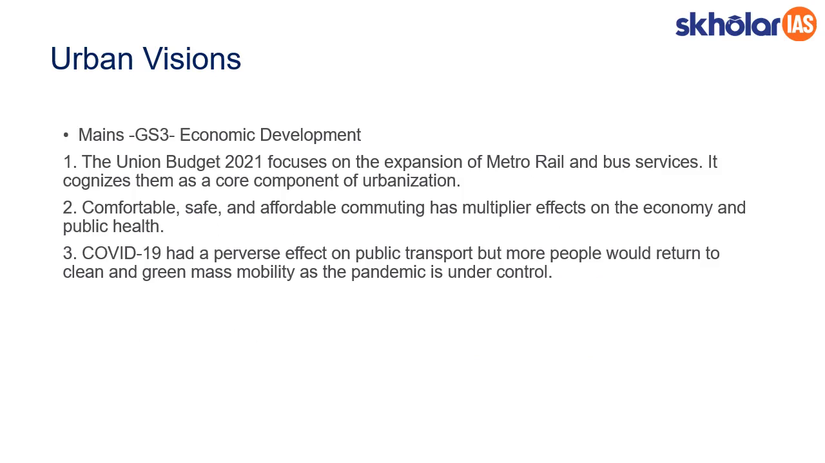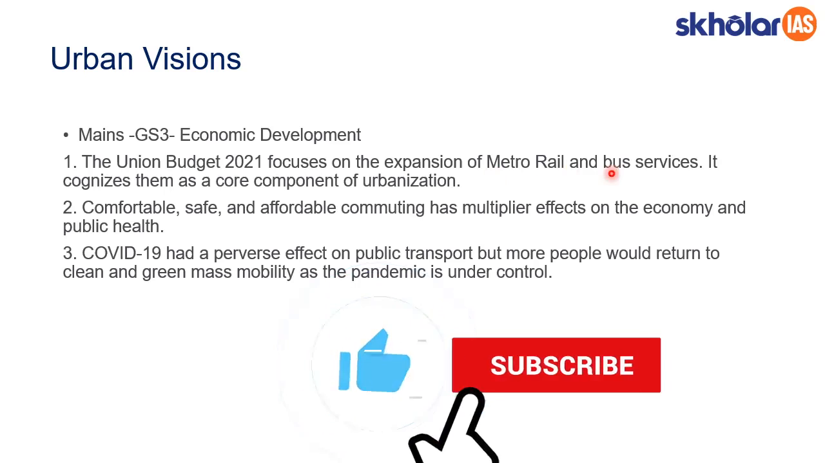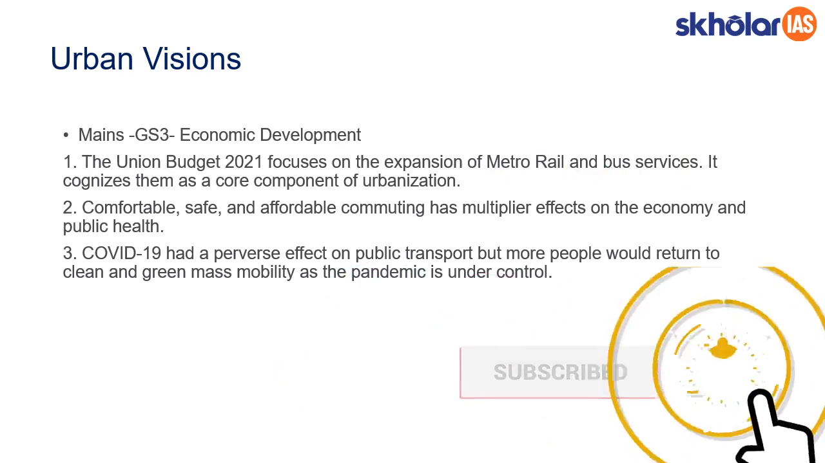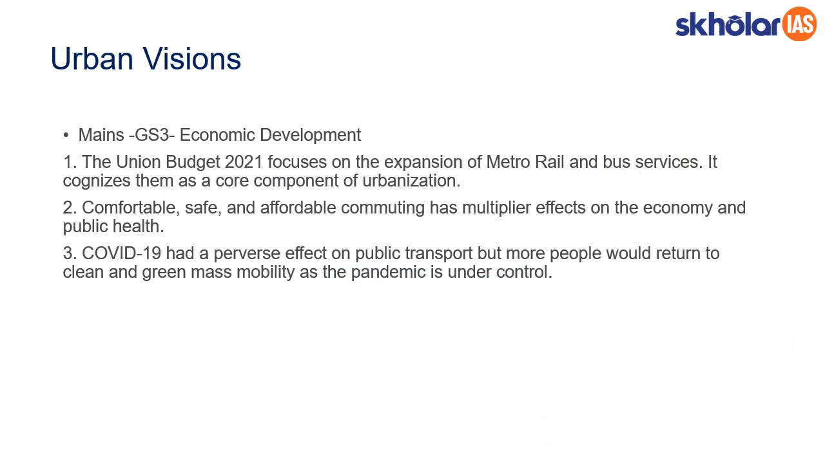Third topic is with respect to urban vision. This particular topic mainly deals with rejuvenation of urban areas by improving the transportation modes like bus services as well as metro services. This particular topic is important in Mains GS3 economic development part. So basically, the Union Budget 2021 focuses on expansion of metro rail as well as bus services, and it recognizes them as a core component of urbanization.